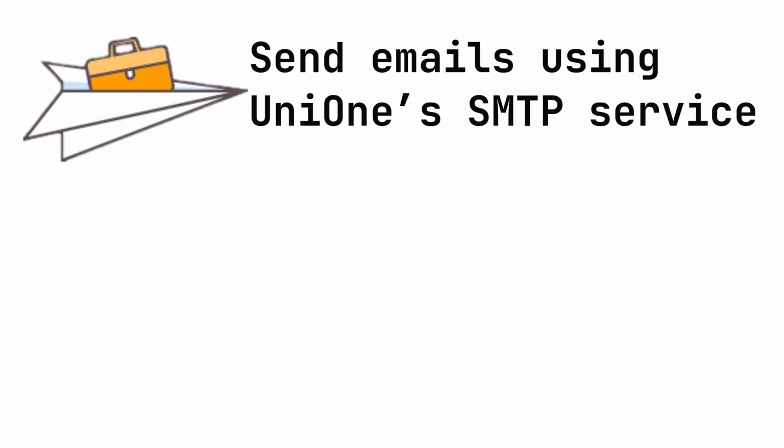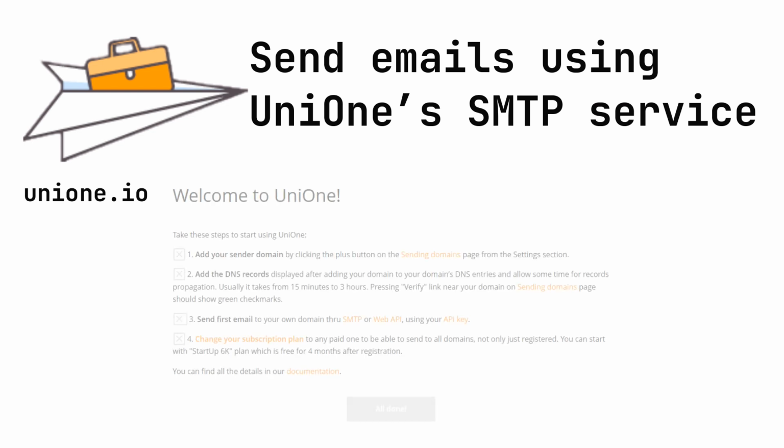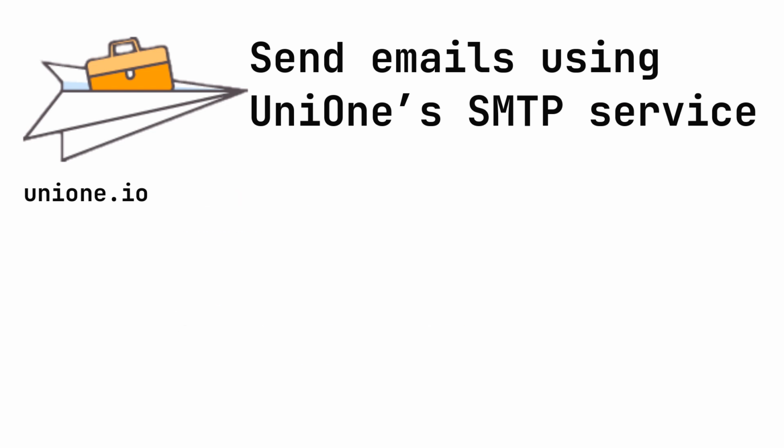PHPMailer works seamlessly with third-party SMTP providers, and UniOne is a great option, especially for transactional emails. Let me walk you through it. Step 1. Head over to unione.io and sign up for an account. After signing up, you'll land on your dashboard.